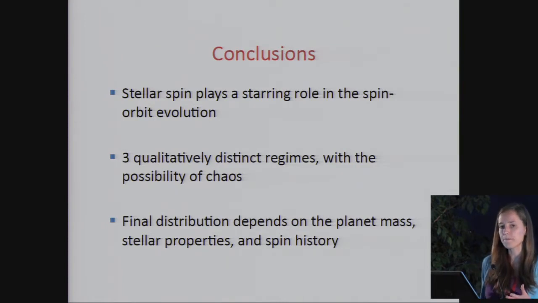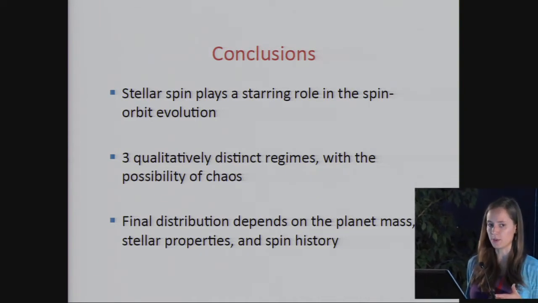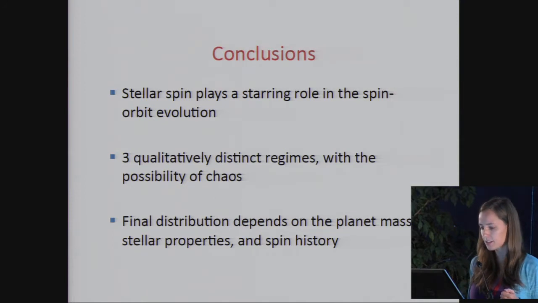Okay, so our main conclusions are that the stellar spin evolution, which was sometimes not really focused on in previous work, actually plays a really important role in this spin-orbit evolution and needs to be included. The variation of the stellar spin is actually much larger than the variation in the planet's orbit angle, and so that needs to be considered.